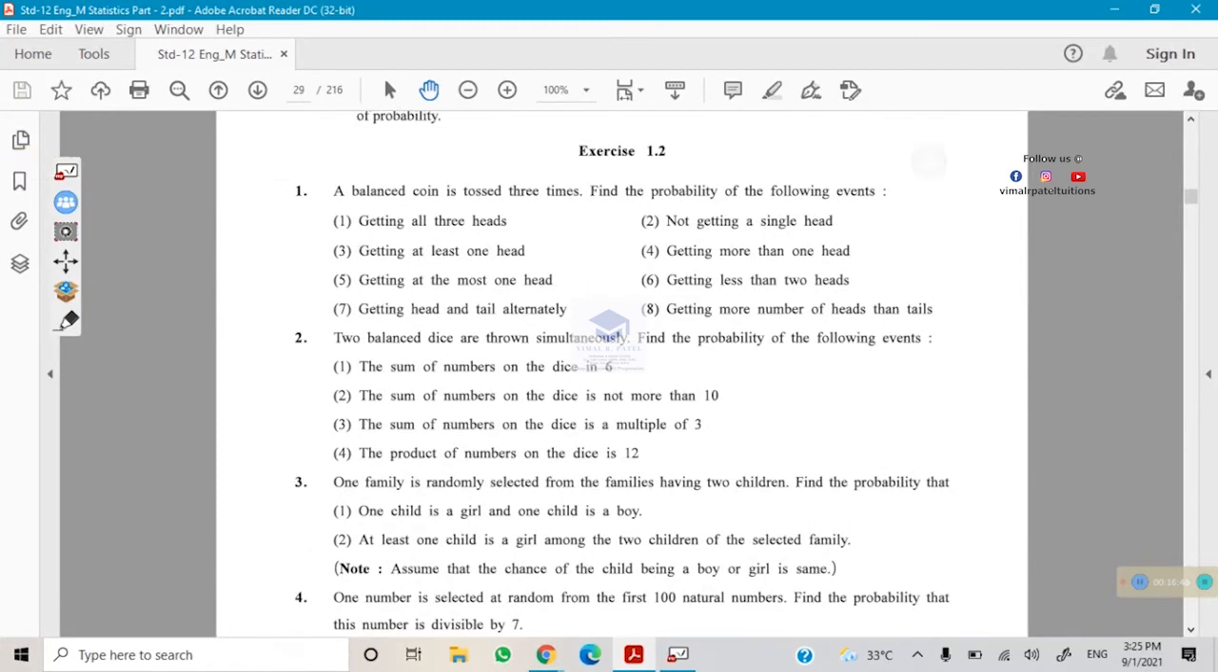Exercise 1.2, sum number 1. A balanced coin is tossed 3 times. Find the probability of the following events: getting all 3 heads, not getting a single head, getting at least one head, getting more than one head, getting at the most one head, getting less than 2 heads, getting head and tail alternately, getting more number of heads than tails.